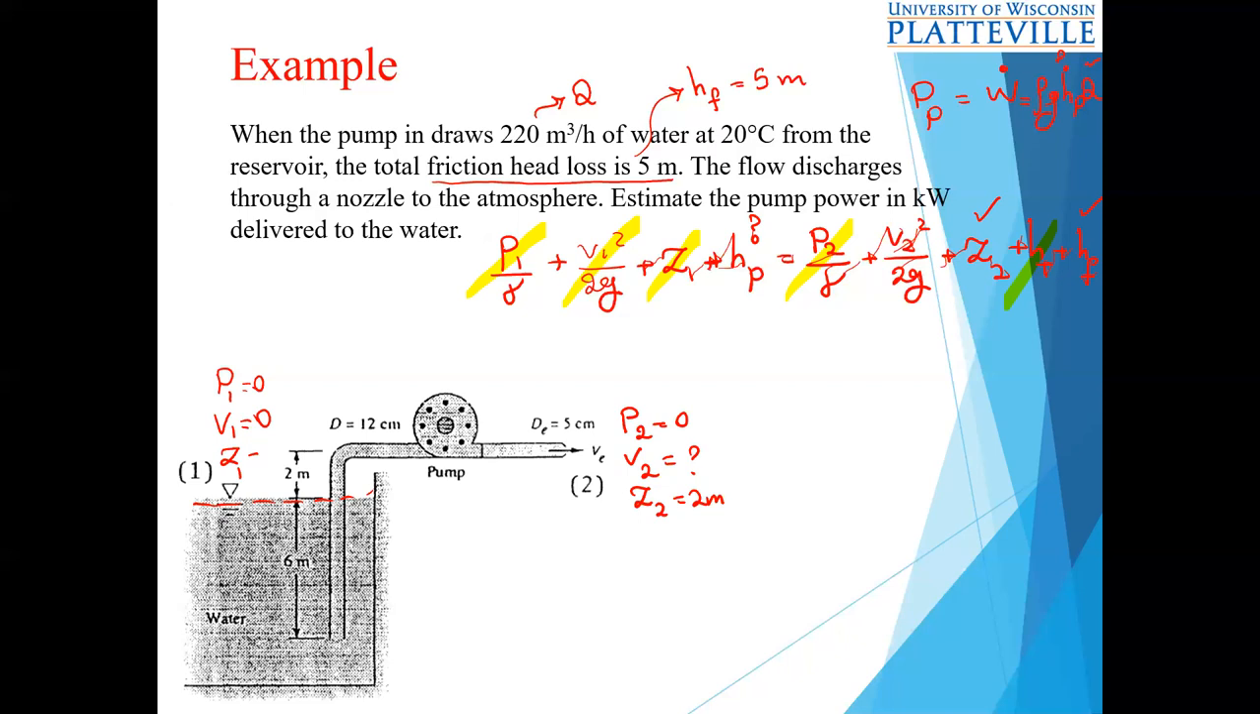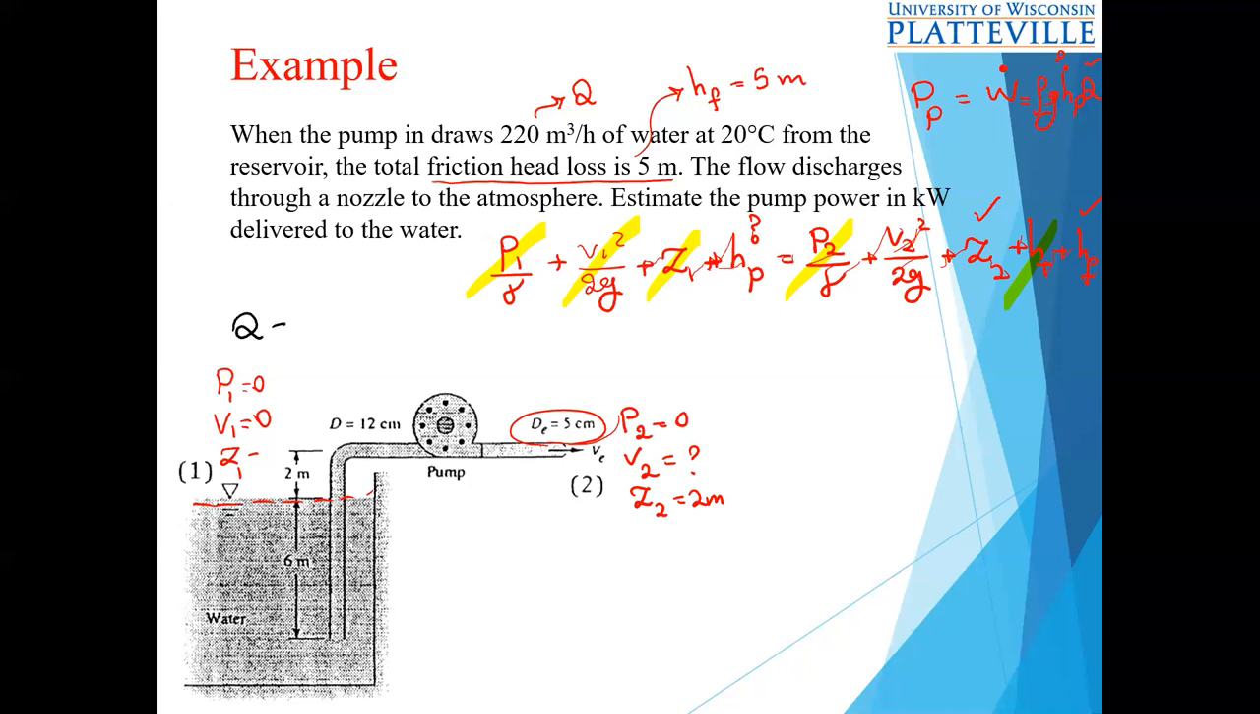How about the velocity at point two? Is there any way I can find the velocity at point two? Because I cannot solve the equation with two unknowns. How can I find the velocity? The flow is given. The cross-section area can be found, since I know the diameter is 5 centimeters. So I can find the velocity. All right, let's find the velocity.